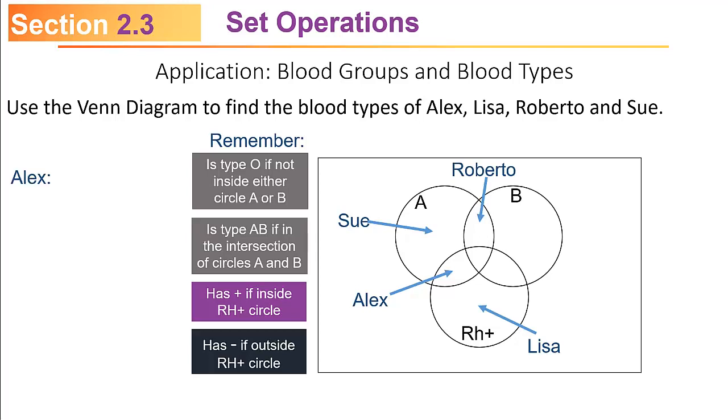So let's start off with Alex. Alex is inside of the A circle, and Alex is also inside the RH positive circle. That means Alex is A positive. Lisa is not inside of either A or B, so Lisa must be an O. But Lisa is inside the RH positive circle, so Lisa must be O positive.